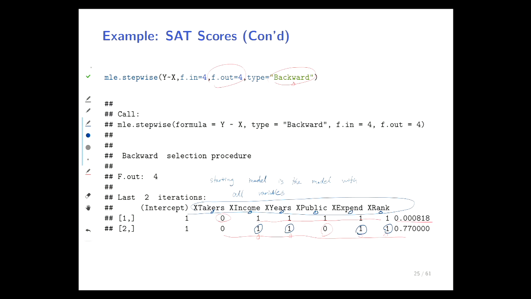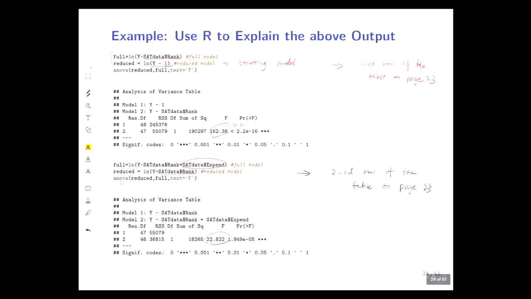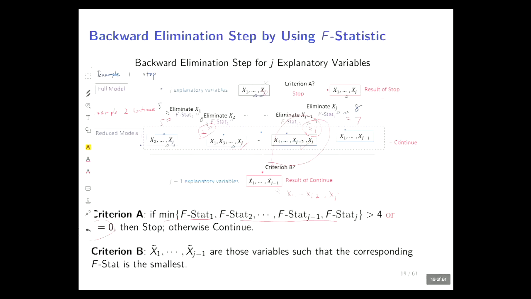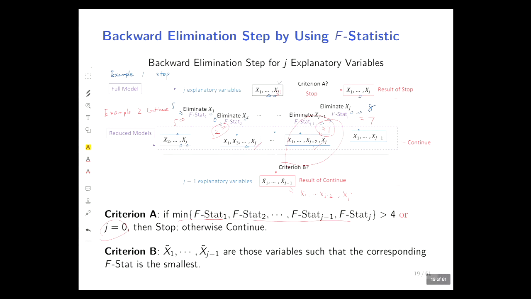Expenditure and rank. So that means we only select several variables based on some criterion we make. In order to explain the criterion, firstly we consider using the F statistic to help us determine two criteria. The first one is criterion A. So what's the meaning of criterion A?